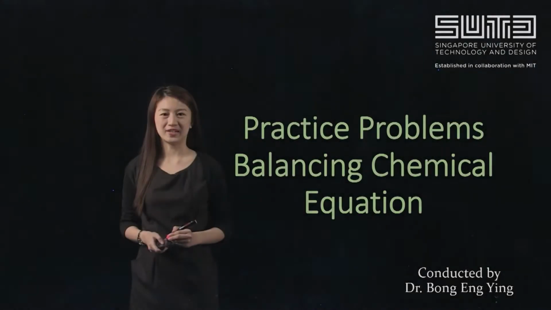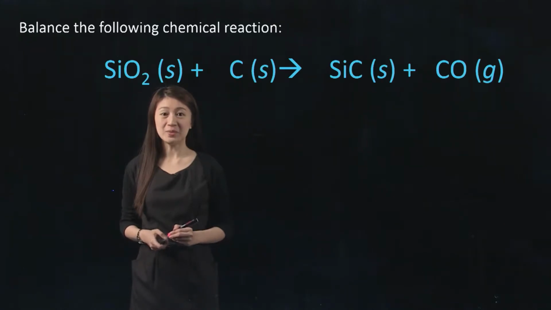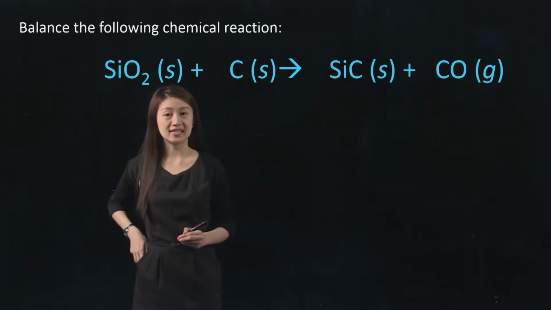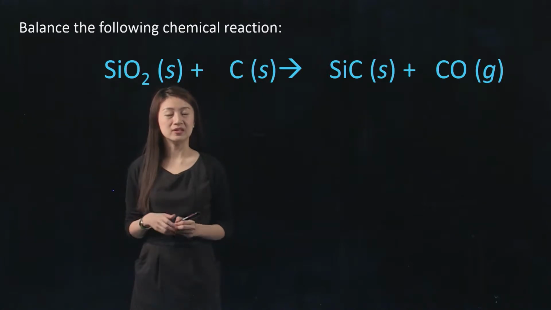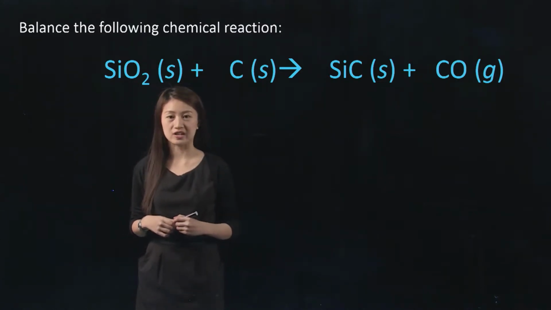Now, let's do some practice problems for balancing chemical equations. In these chemical reactions, I have silicon dioxide plus carbon to give me silicon carbide and carbon monoxide. Now, let's start by listing the number of atoms on each side of the reactions.